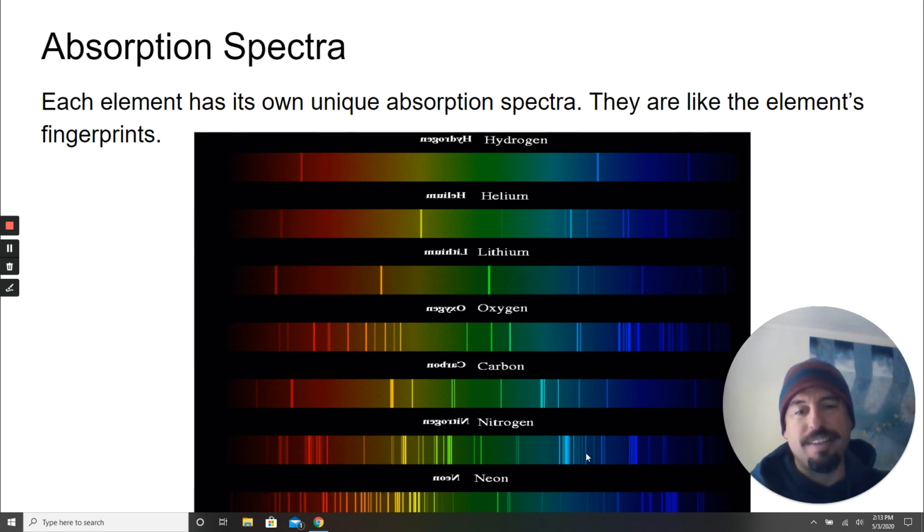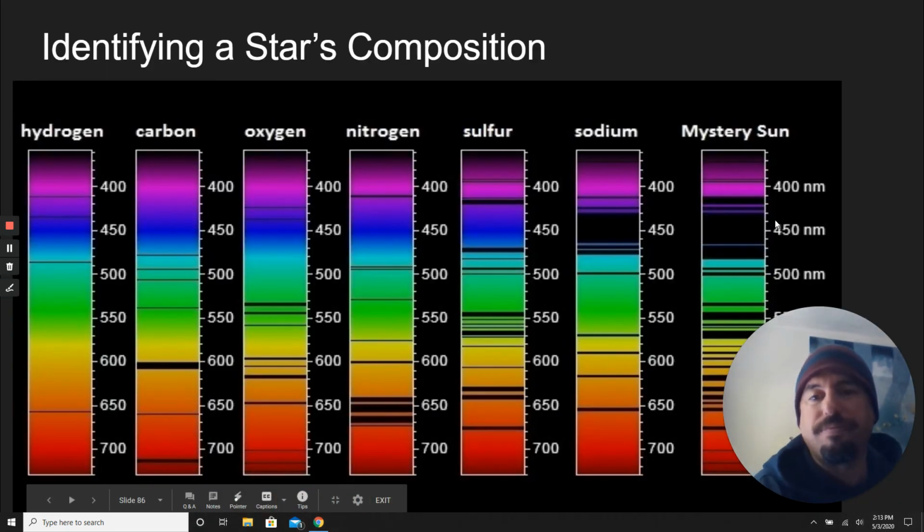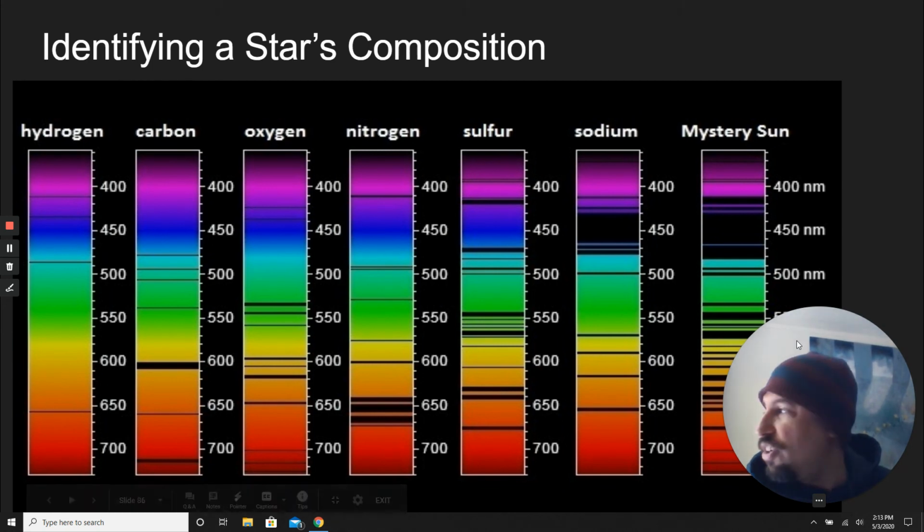And once again, that's just because they each have their own unique energy levels, and wherever those energy levels are at, when the light goes through, it's absorbing those photons. The electrons are absorbing those photons. So we can use this to identify a star's composition.